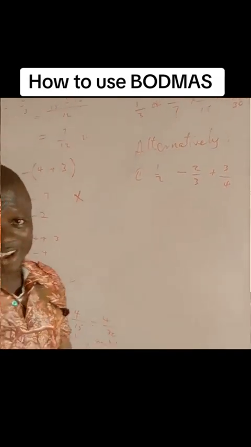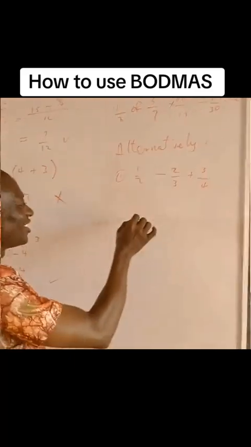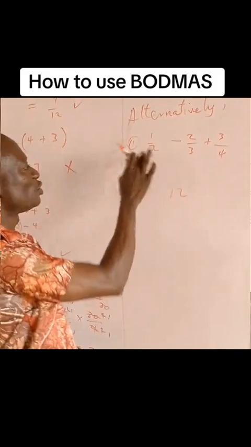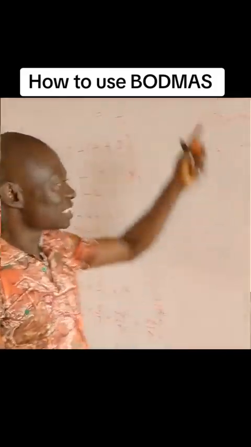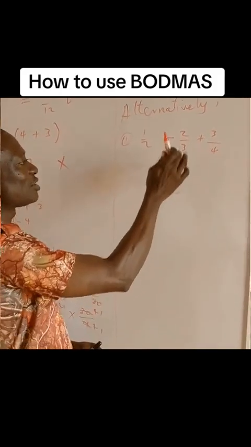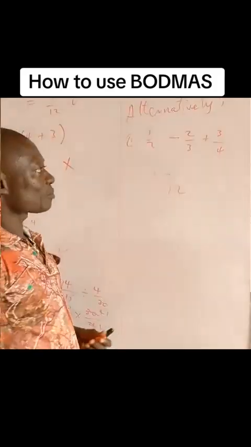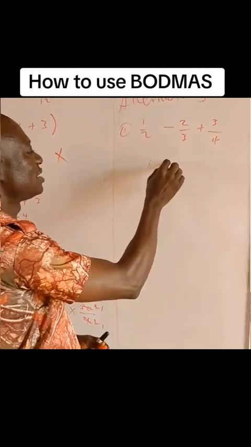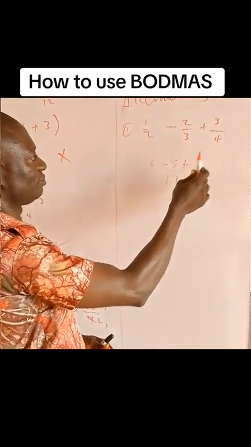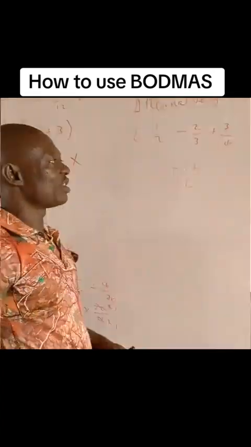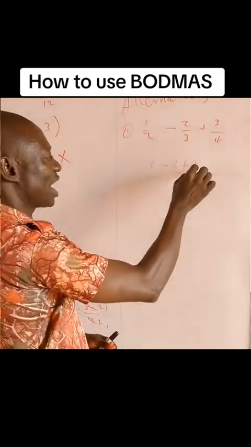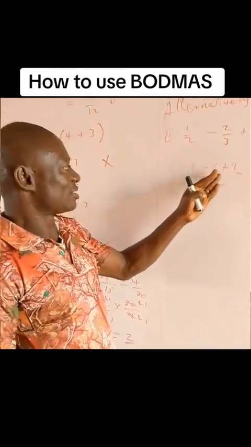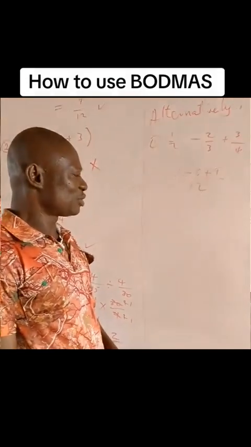I hope you know how to find your LCM. Okay, so it is 12. When we find the LCM to be 12, then 12 divided by 2 will give you 6. 6 times 1 is 6. Minus, 12 divided by 3 will give you 4. 4 times 2 is going to give us 8. Plus, 12 divided by 4 will give you 3. 3 times 3 is 9.